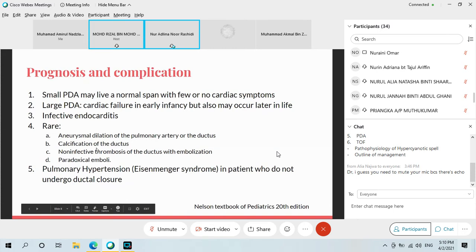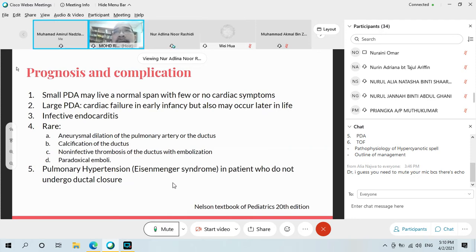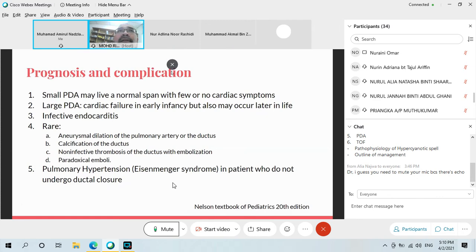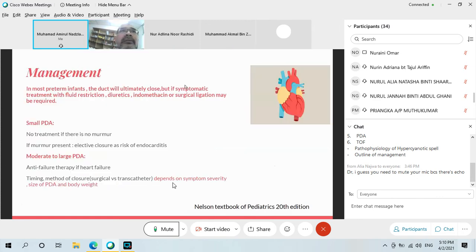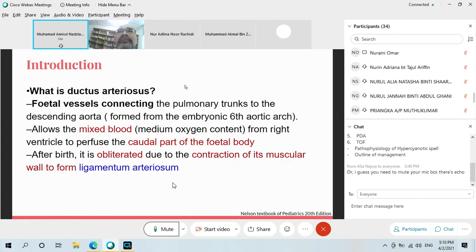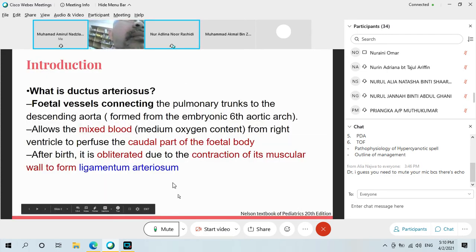Go to the first slide. Okay. Any questions? I think it's quite straightforward, isn't it? Yeah, so who is asking? Amirul, yes, Amirul. No need.